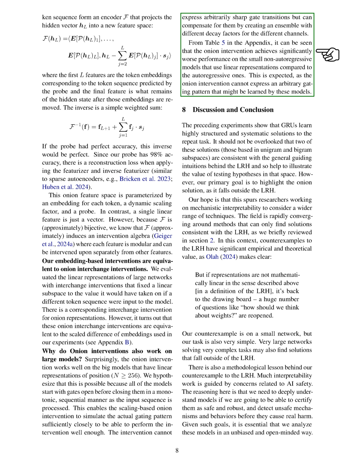From our findings in the appendix, we observe that the onion intervention performs significantly worse on smaller non-autoregressive models that use linear representations compared to autoregressive ones. This outcome is expected since the onion intervention cannot replicate the arbitrary gating patterns that these smaller models may learn.